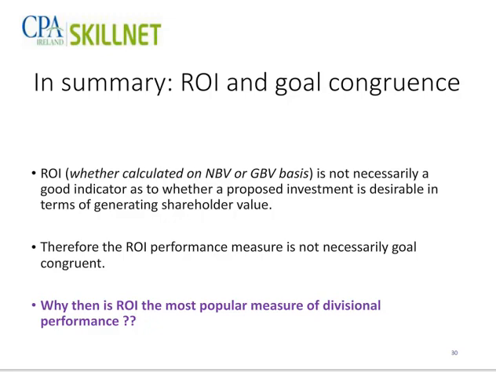So let's now summarize the relationship between ROI and goal congruence. Is ROI a goal congruent performance measure? Well, the answer, as we've seen from this example, is that ROI isn't necessarily a good indicator of whether a proposed investment is desirable in terms of generating shareholder value. It may lead to a decision which is contrary to shareholders' best interests. So in that sense, we would say that ROI is not necessarily a goal congruent performance measure.